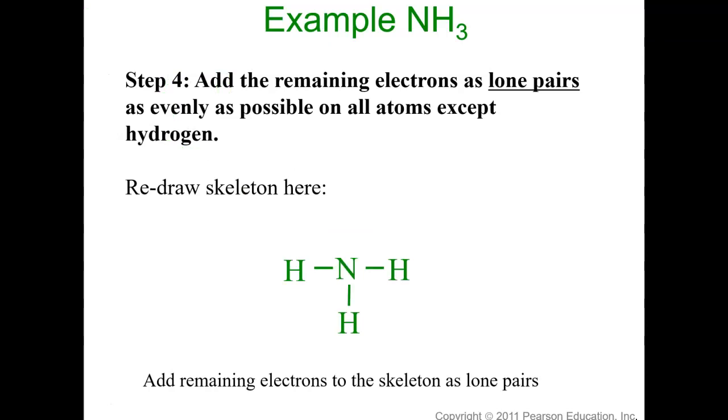So here's our Lewis structure again. We have 2, 4, 6. Now remember, everyone wants 8. That's our octet rule. So we put our final 2 electrons on our nitrogen.